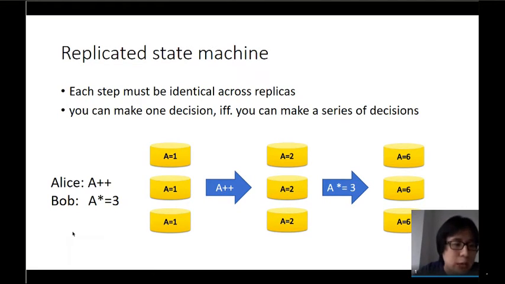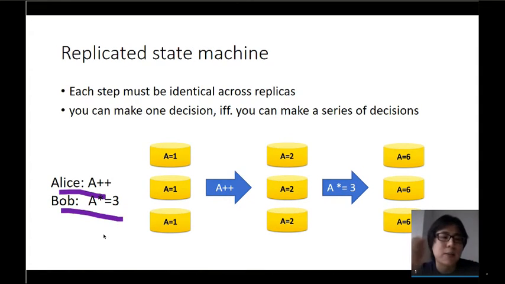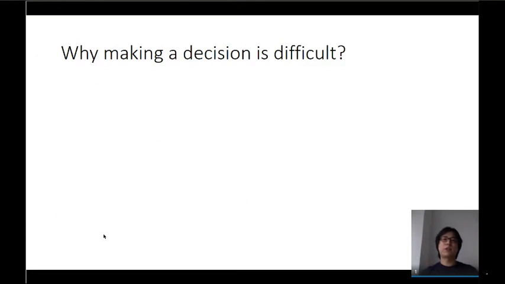For example, if we have two users, Alice and Bob, both trying to modify the same data in the system, what we're trying to do is decide which command comes first and which command comes second. This problem, making a series of decisions, is essentially equivalent to making only one decision. If we can make one decision, we can make a series of decisions. So why is making a decision a very difficult problem in our setup?